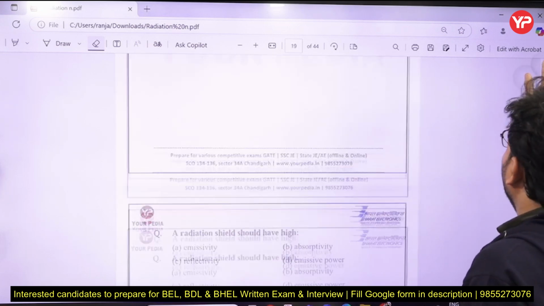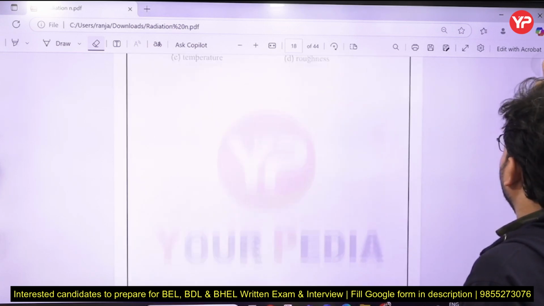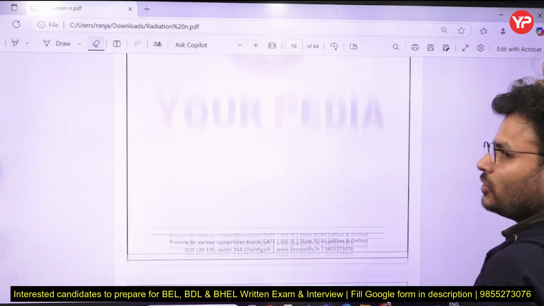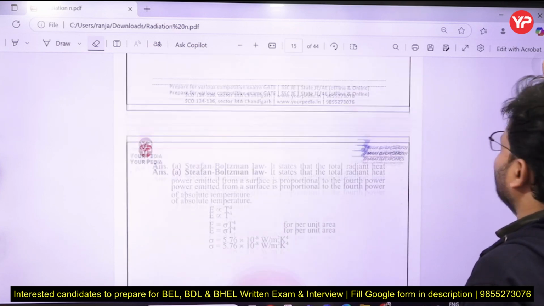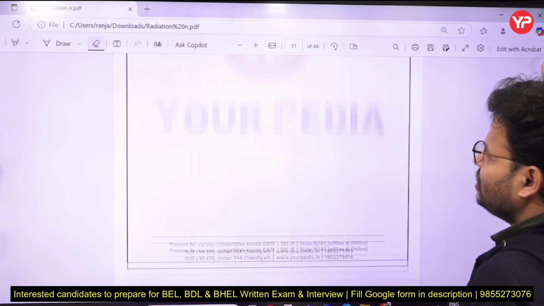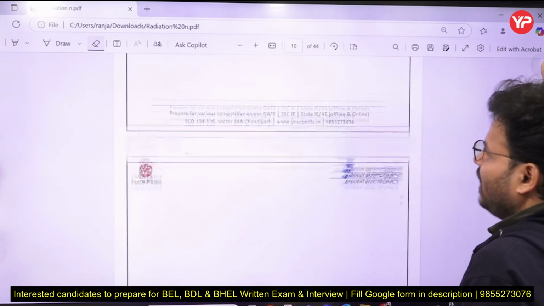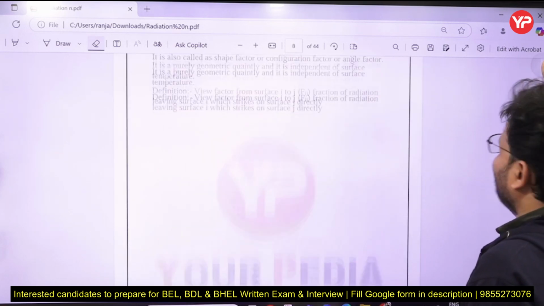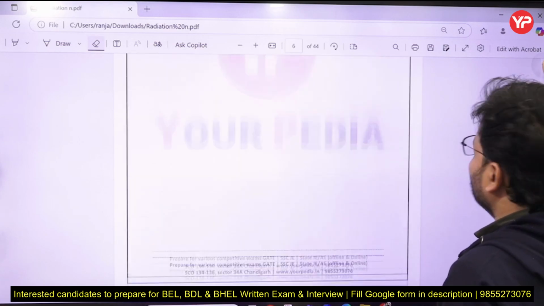So before that, please focus on the conceptual part. Once it is covered, then I will come to the numerical and question part. Not numerical, theoretical questions are there. Keeping in mind, as I told you, BDL, BHEL, BEL, ISRO, HPCL, and various different exams.